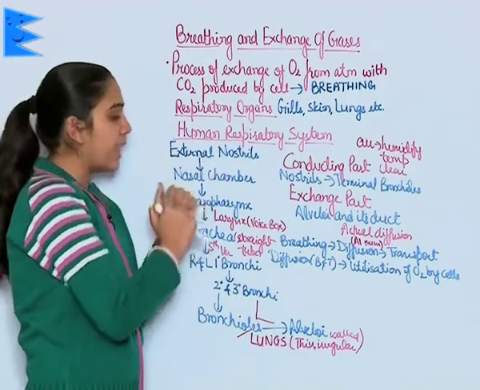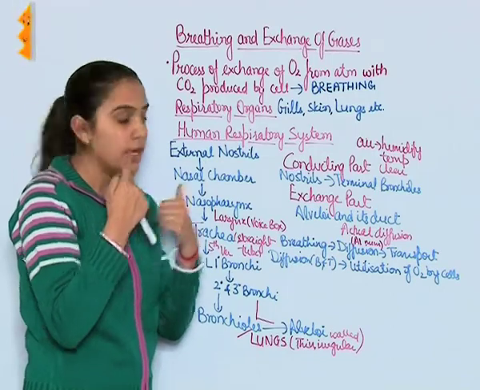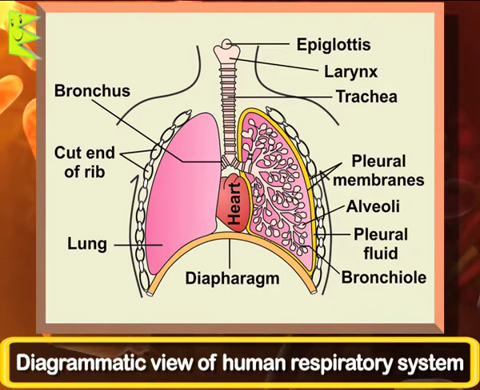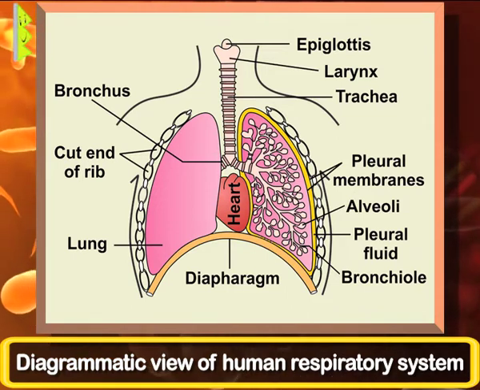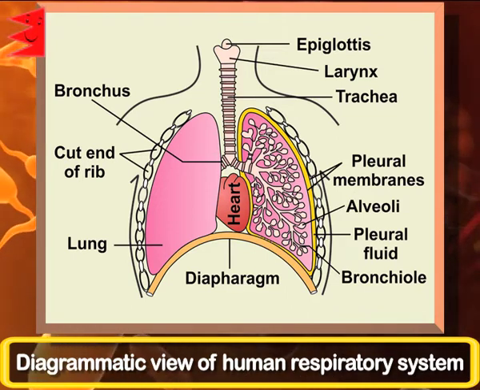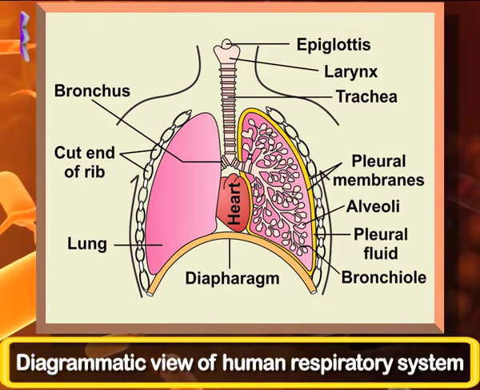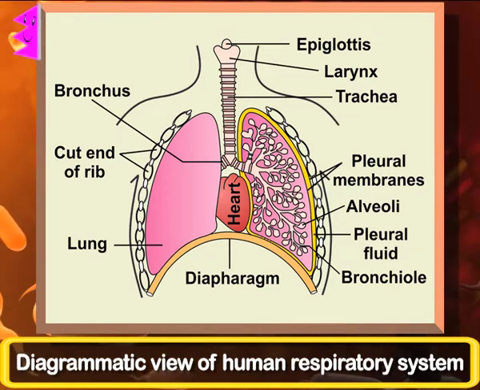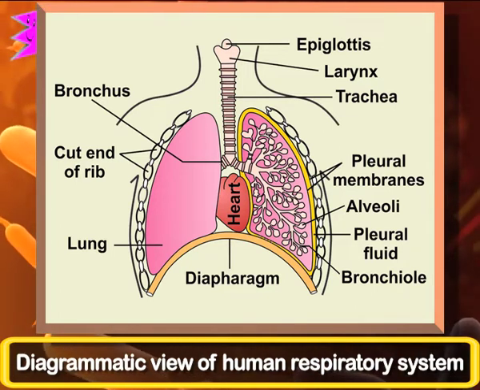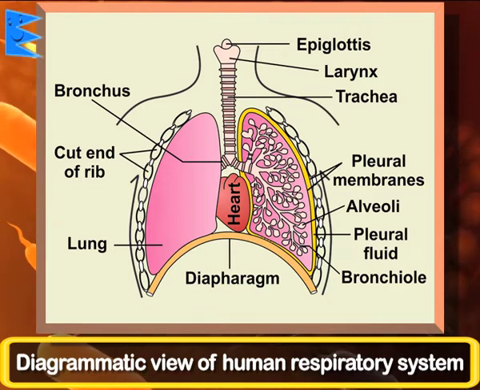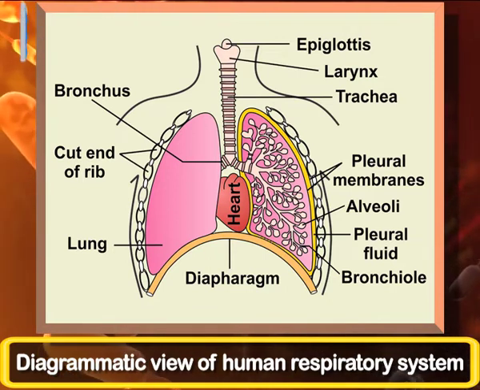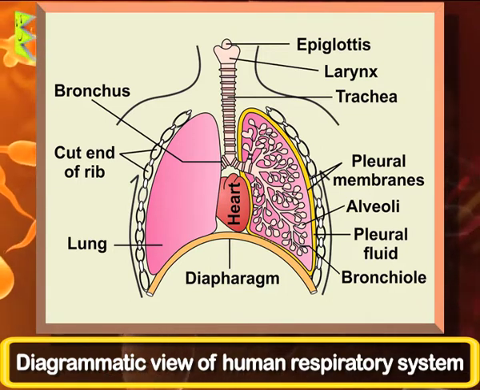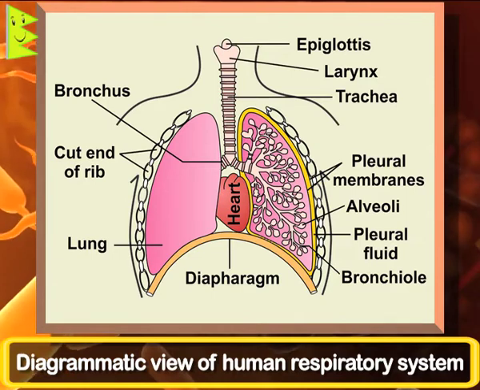Let us see it again. It starts from your nose, goes to the nasal chamber, from the nasal chamber to the nasopharynx, through the larynx to the trachea. The trachea divides into bronchi, bronchi further divide into secondary and tertiary bronchi, which give rise to bronchioles, and bronchioles give rise to alveoli. Alveoli are thin, irregular-walled, vascular bags, and bronchi, bronchioles and alveoli together constitute the lungs.